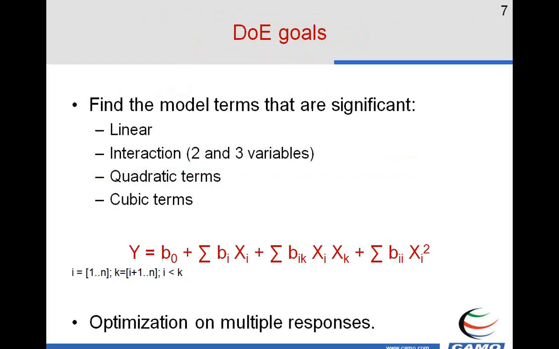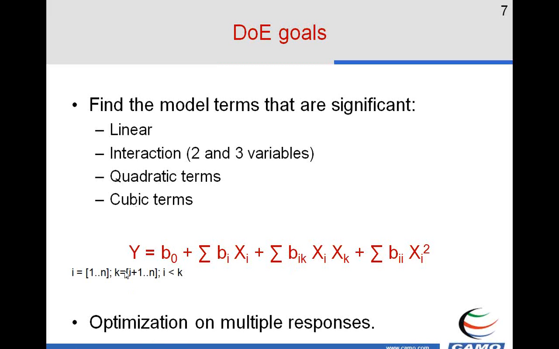So the DoE goals, there are two. The first one, and the most important one, is to find the model terms that are significant. There are different types of model terms. You have linear, so that's the main effect, and then you have interaction between 2 or 3 variables. After 3 variables, it's a bit too complex and it might not be relevant. So usually you will always have 2 or 3 variables. Then you have the quadratic term, so that's the square term. And then you have the cubic terms.